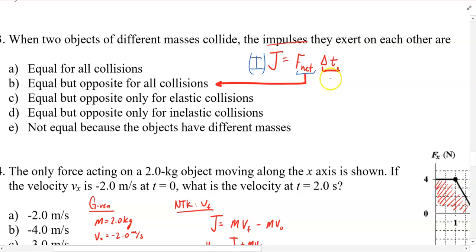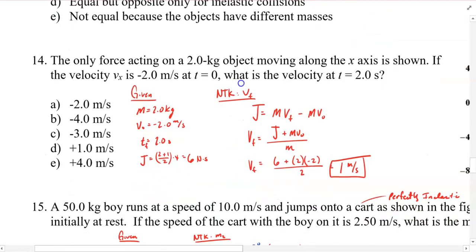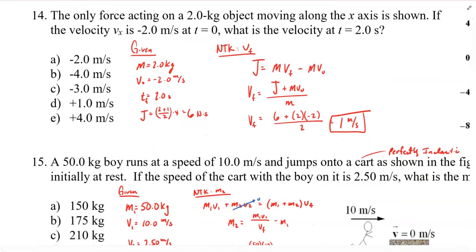So the time for both objects is exactly the same, but the forces that are experienced are equal and opposite. So therefore, the calculated impulse, J, is also going to be equal and opposite. And that's true for all collisions.